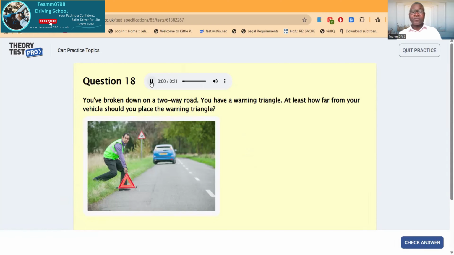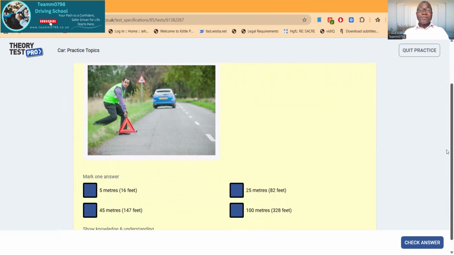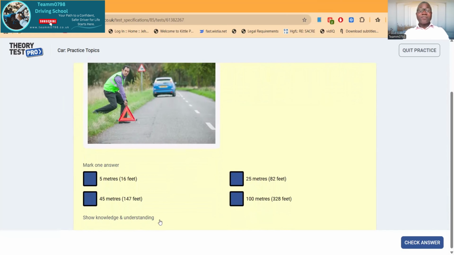Okay. You've broken down on a two-way road. You have a warning triangle. At least how far from your vehicle should you place the warning triangle? 5 meters, 16 feet. 25 meters, 82 feet. 45 meters, 147 feet. 100 meters, 328 feet.